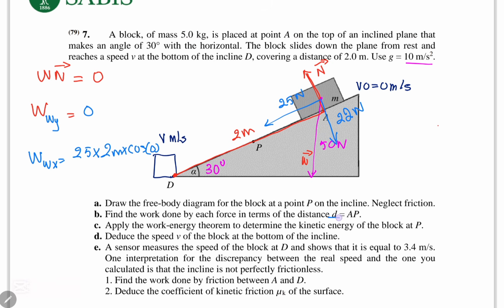Actually, they didn't specify the distance. Excuse me, that's my mistake. They didn't specify the distance, so it will turn out to be 25 times d times cosine 0. Cosine 0 is 1, so it's basically 25d.